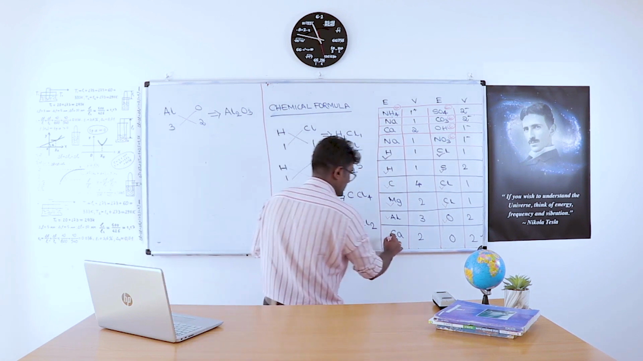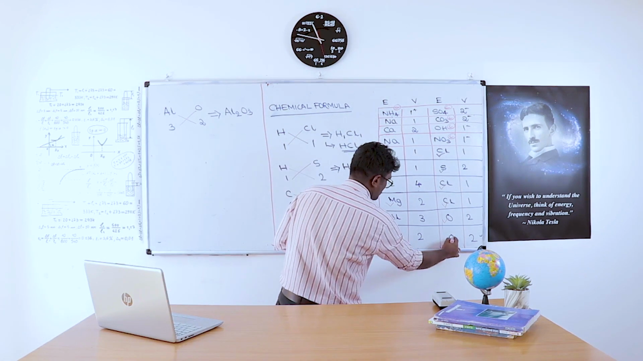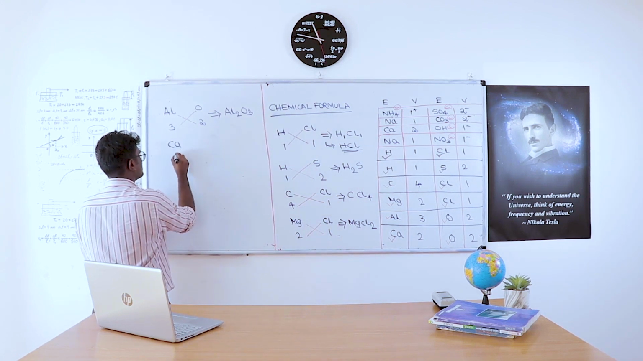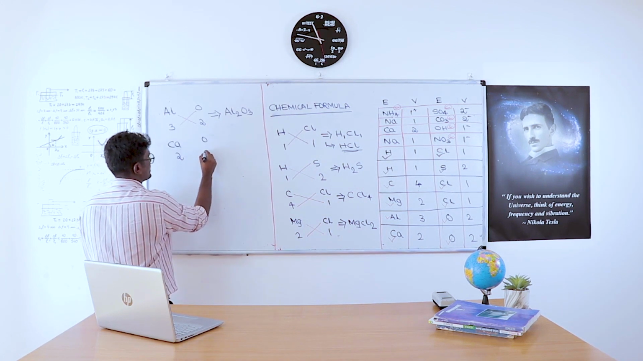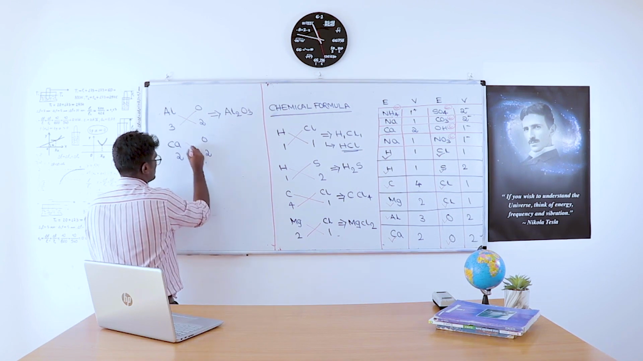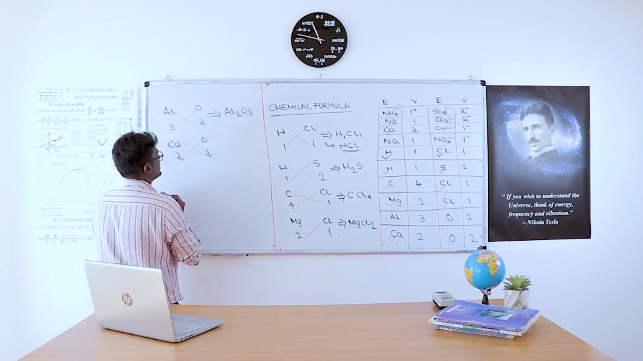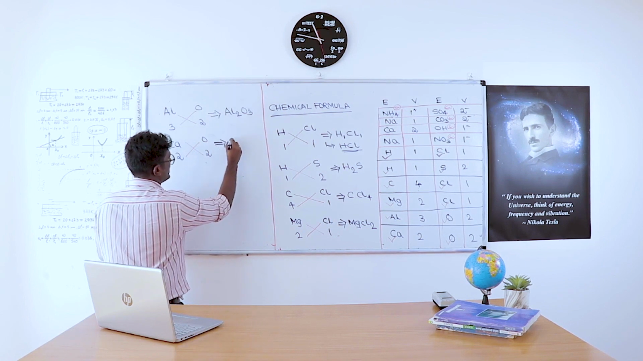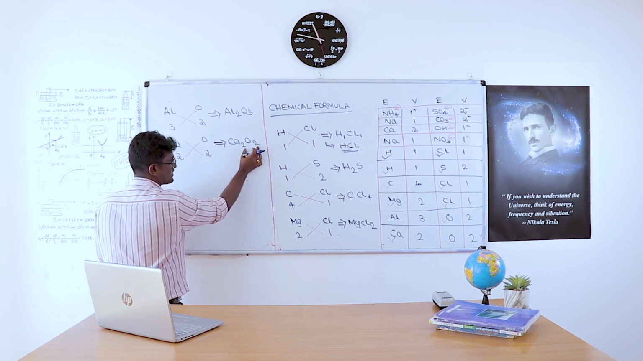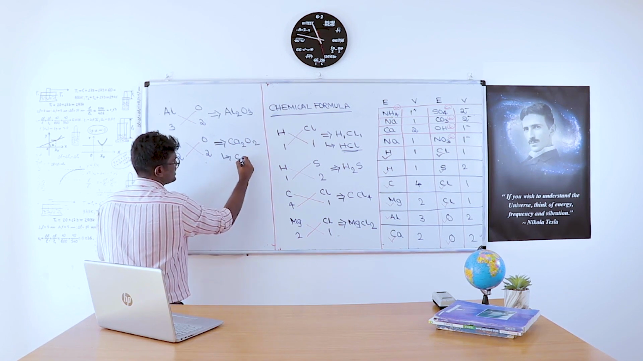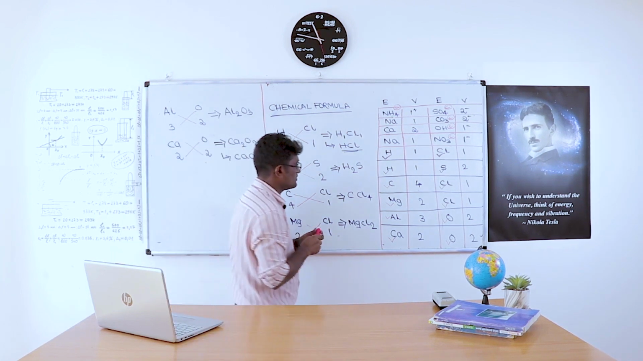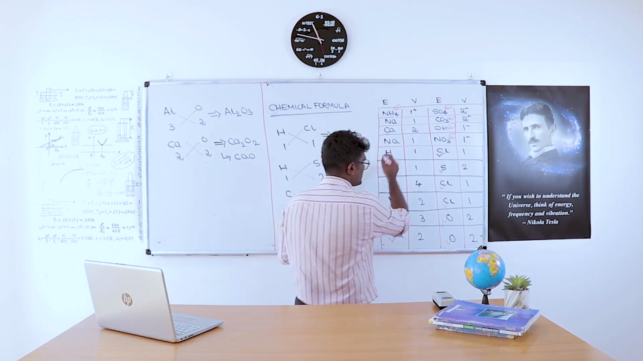Next one is calcium 2, oxygen 2. Interchanging the valency, Ca2O2. Here the subscripts are the same, therefore we can write CaO. These are all the elements.